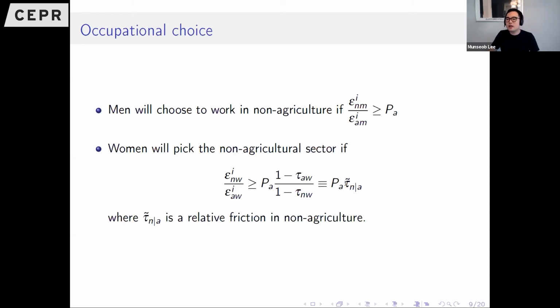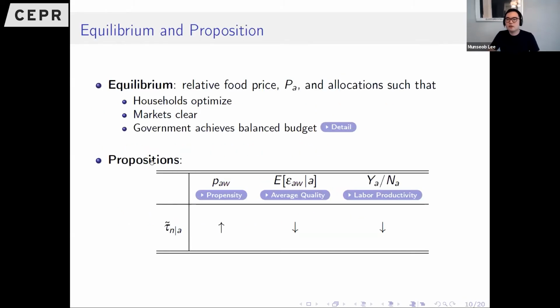So I will define the tau tilde, which is the relative friction in the non-agricultural sector. So if you imagine a higher number on the tau tilde, then only very talented female workers are going to enter the non-agricultural sector. So that's what I do in this proposition.